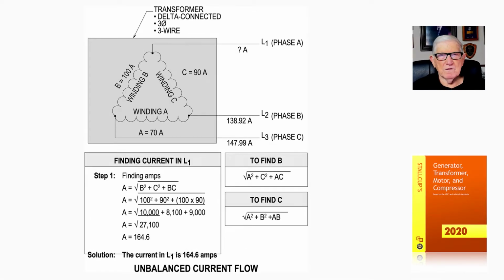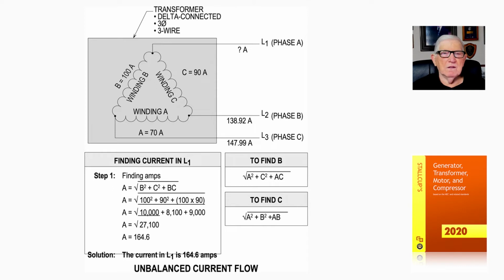Now let's look at figure 7-9. It deals with unbalanced current flow in a delta system. Now notice we're looking for L1. We don't know what the amps are there. And notice L1 is 70 amps.